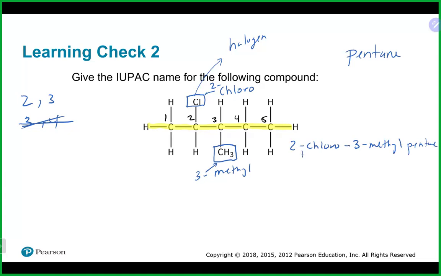Again, a dash between a number and a letter, a dash between a letter and a number, and a dash again between a number and a letter here. So in between numbers and letters, you should have a dash to separate them. Any questions on that? As we talked about last time, naming is all about telling people where you can find everything on the carbon chain. Do you have a question?